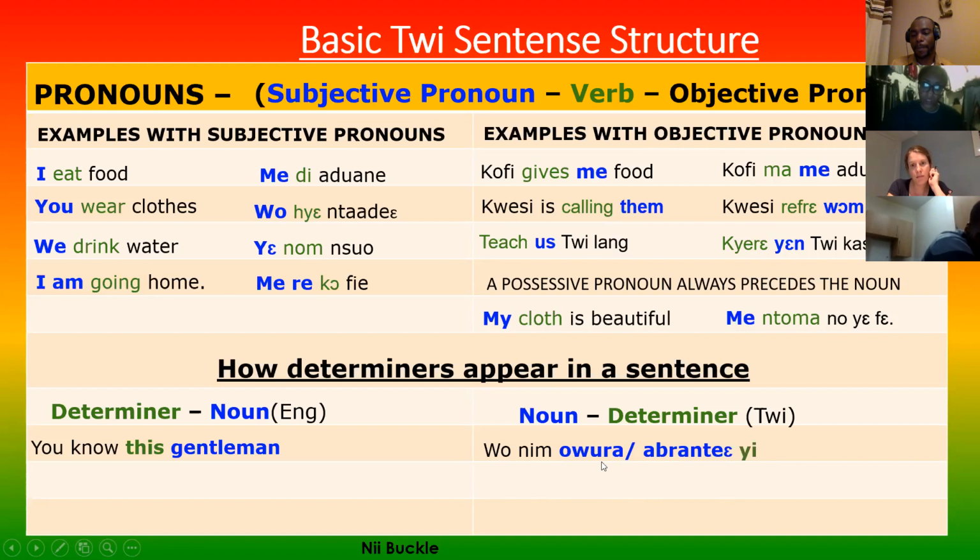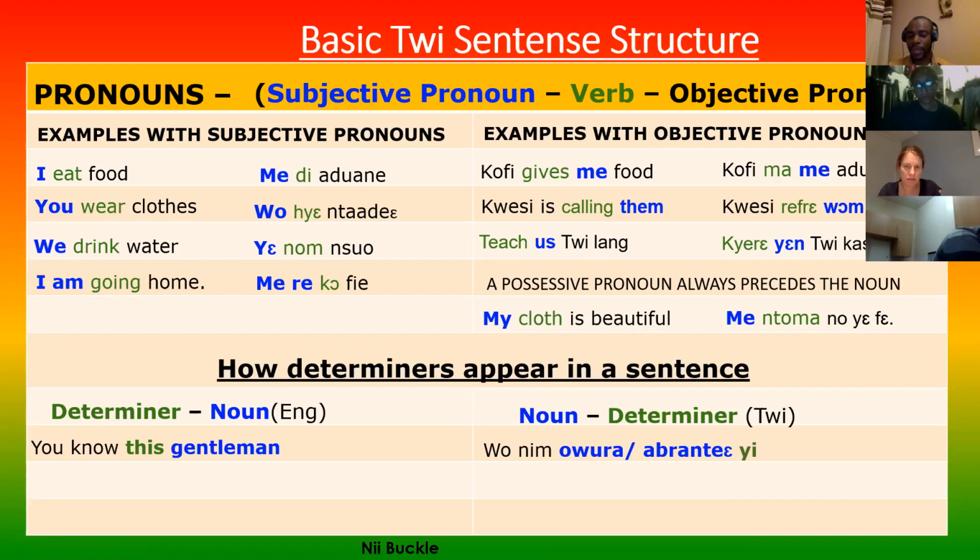Ruka. Wunim owura yi. Okay, Ellie, you use abrantiye. Wunim abrantiye yi. Okay, good. And Jay. Wunim owura yi. Good. Now this same statement, at the change of your intonation, can turn into a question. Where in English you will say, do you know this gentleman? You add the word do. In Twi, just tonal. Okay. Wunim abrantiye yi. So there's more stress on the determiner at the end. Wunim abrantiye yi. Let's try Ellie. Wunim abrantiye yi.